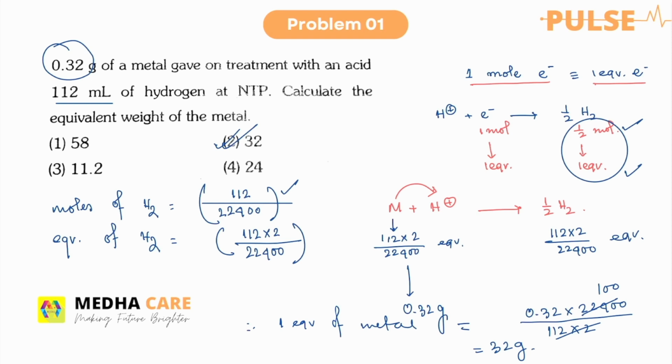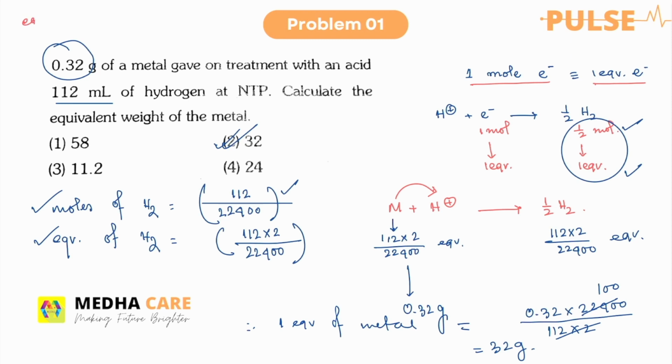So again, if we summarize this problem, the concept that we have to know is that half mole hydrogen is 1 equivalent. So first we have to calculate the mole of hydrogen, and then we have to calculate the equivalent of hydrogen. That much equivalent of metal will react, and from there we will calculate the equivalent weight. But if we solve this problem in short, it will be like this.